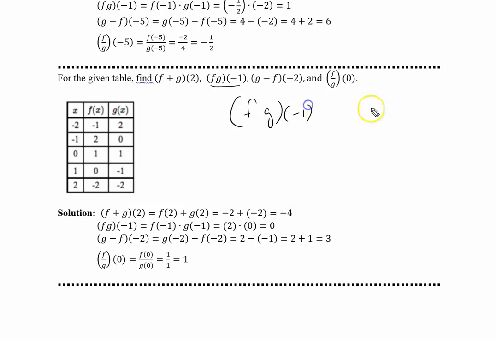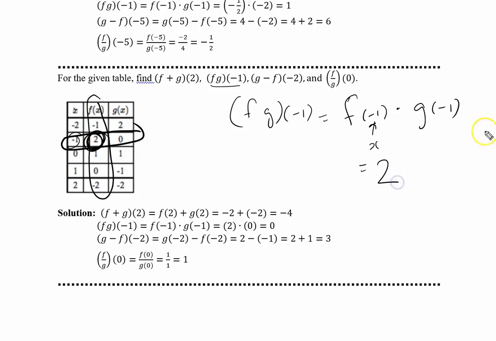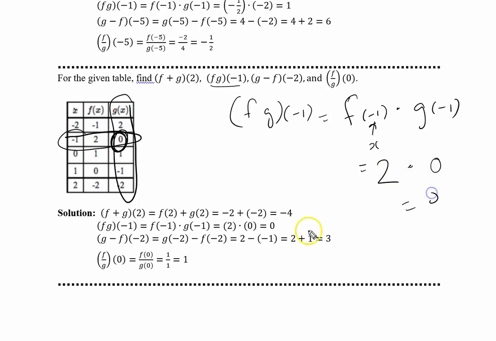That is going to be equal to f evaluated at -1 times g evaluated at -1. So the number inside here is my x value. If x is equal to -1, then f evaluated at -1, well, where do these intersect? They intersect at 2. And now what about g evaluated at -1? Well, if x is -1 and I want g evaluated at -1, where do these intersect? They intersect at 0. And 2 times 0 is 0, so my answer is 0.